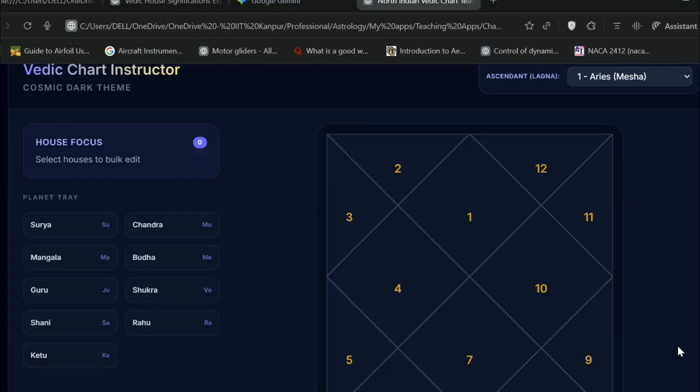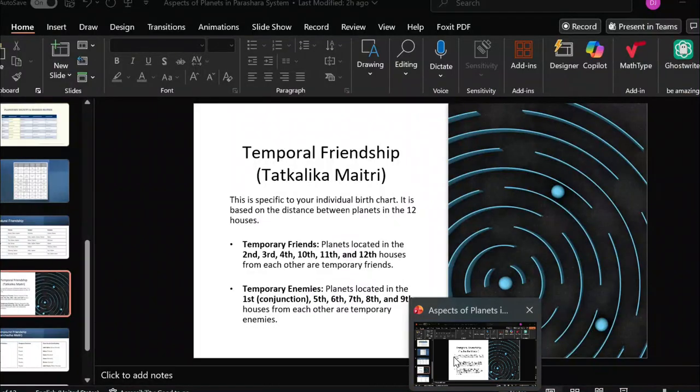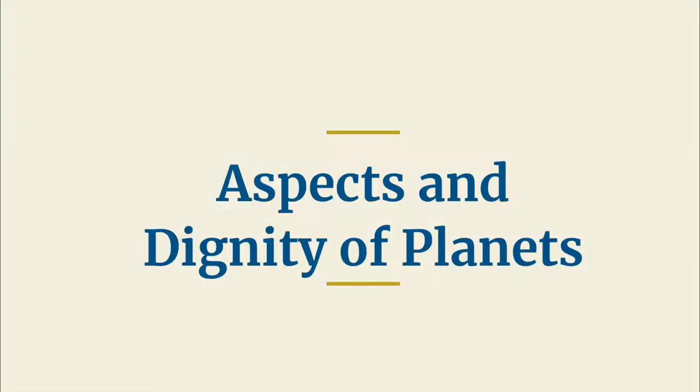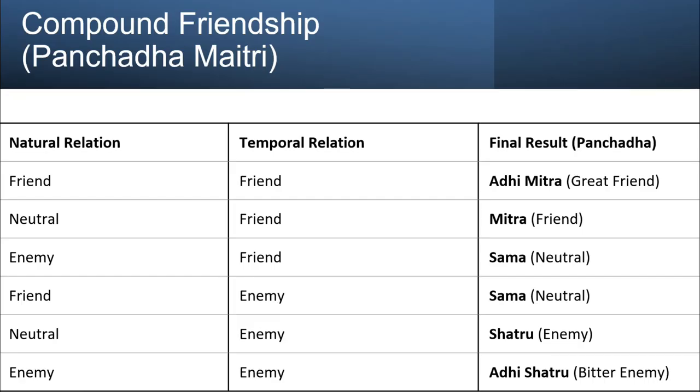Okay. So temporal friends and natural friends is clear. Now how do we use them? You can see the slide, right? Now we understand who the natural friends are, and as per the location of the planets in the chart, we will understand who the temporal friends are. Based on that relationship, we will find out what the final result is.